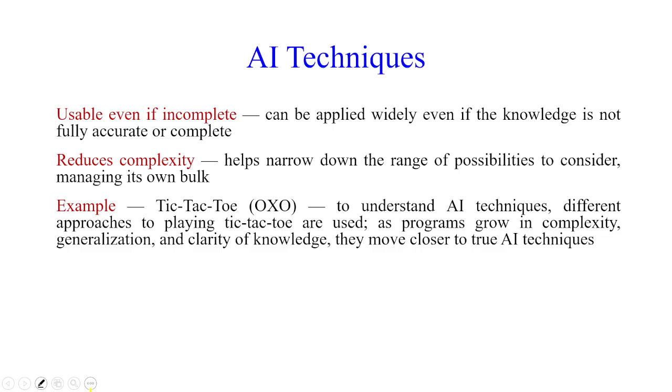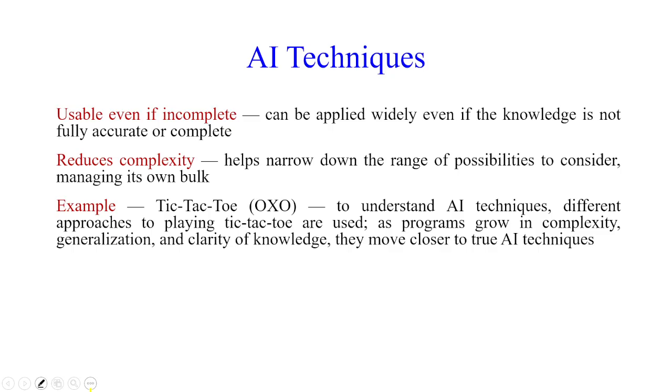Okay. So when you talk about the impact of AI technique here, the AI picks any empty square, with no knowledge of the player, like a beginner. I mean, it requires no knowledge, plays like a beginner. Okay. The AI searches for a winning move. It tries to maximize this. It blocks the opponent. So it uses generalizations. Okay. And the concept of abstraction is used. So as a program grows in complexity, generalization and clarity of the knowledge increases. So that is where the true AI technique is being used.